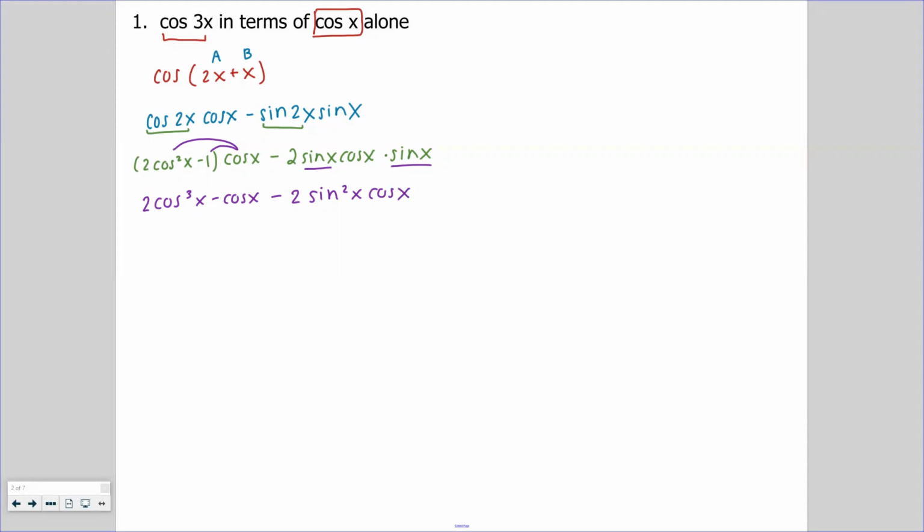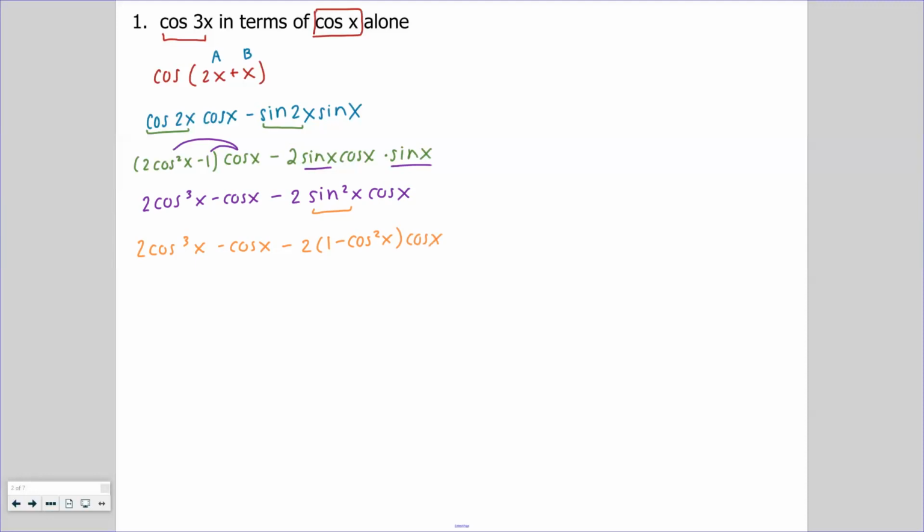All right, so we're here. I'm close. Cosine x is everywhere except for in one place, which is where we see that sine squared. So the last thing I need to do is get rid of that sine squared. I can use the Pythagorean property to do that. The only thing I'm going to rewrite here then is this sine squared as 1 minus cosine squared. All right, no need to write the identities today. We're not doing proofs, so you just need to use them.